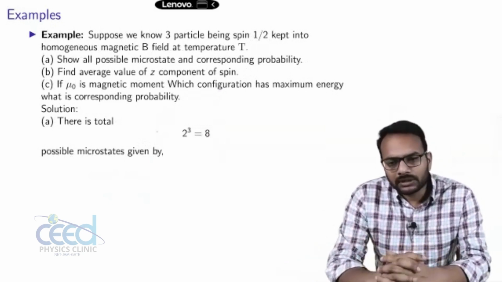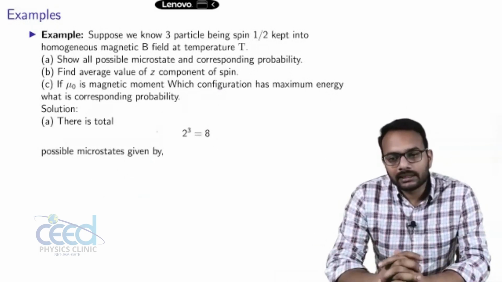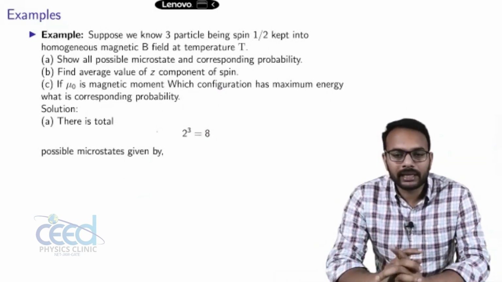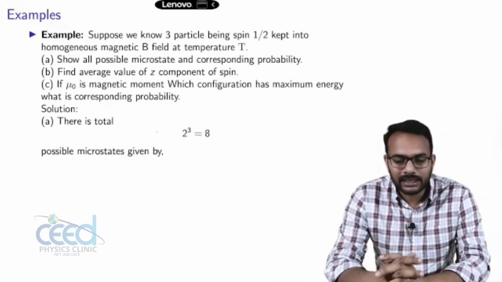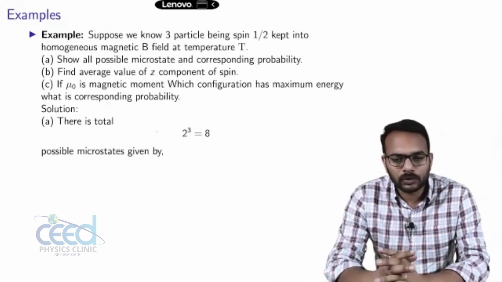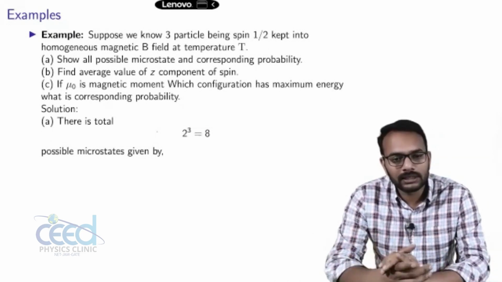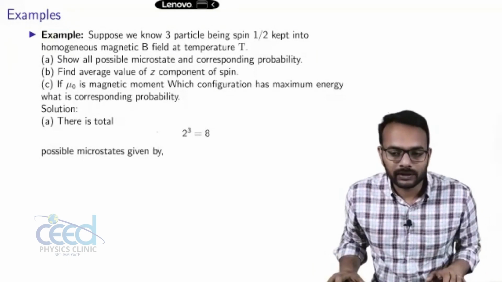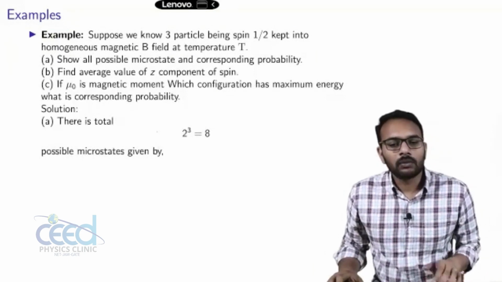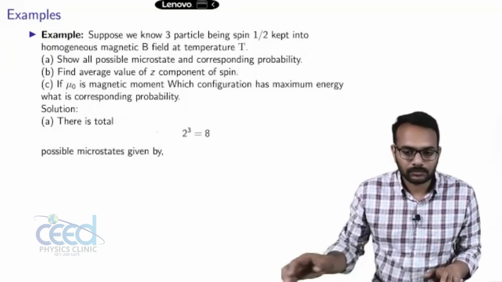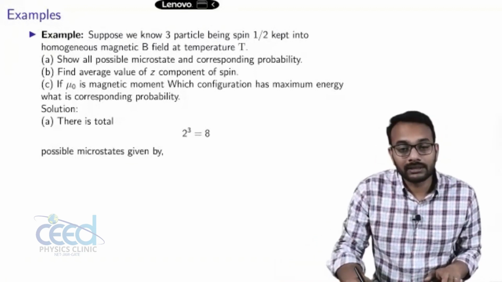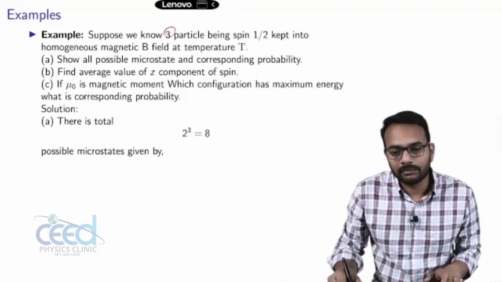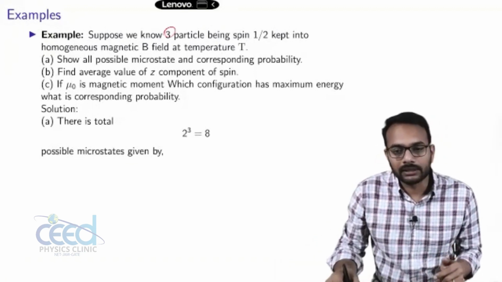Suppose we have three particles, each a spin half, kept in a homogeneous magnetic field B at temperature T. Show all possible microstates and the corresponding probabilities. Find the average value of the Z component of spin. If mu0 is the magnetic moment, which configuration has maximum energy? What is the corresponding probability? Okay. So here we have three particles and the total possible configurations.